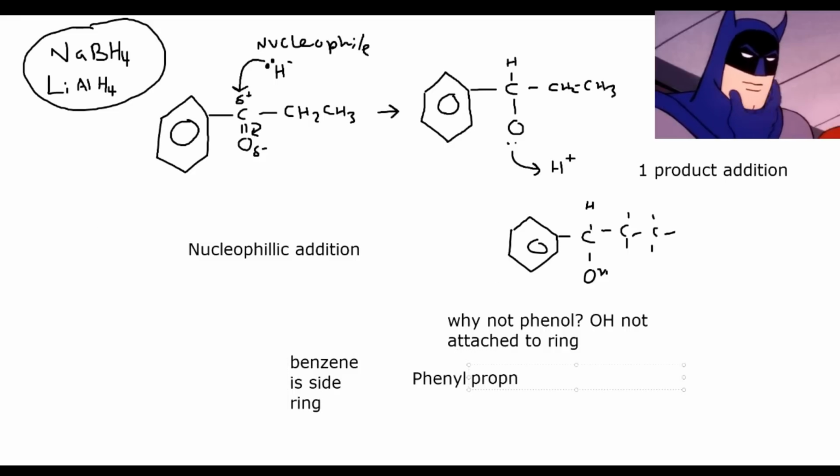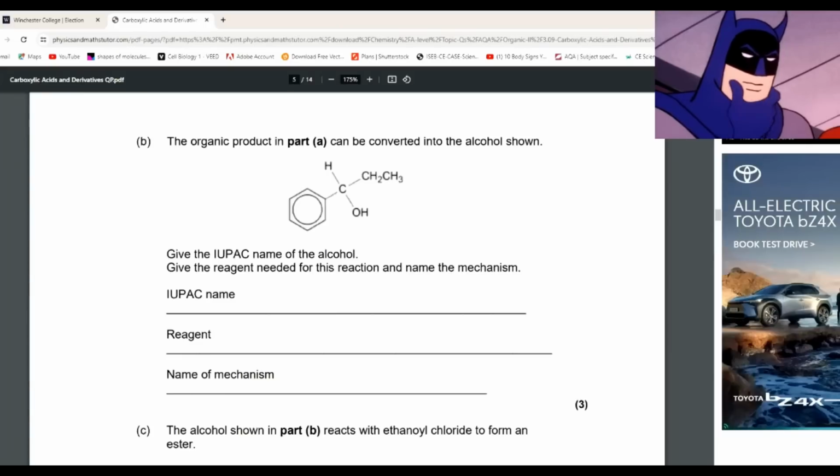Now, why is it not called phenol? Well, because the OH group is not attached to the ring. It's a benzene ring side chain stuck to propanol here. And it's propan-1-ol because the OH group is on the first carbon. And it's going to be 1-phenylpropan-1-ol. So the benzene ring, which is a side group, is also attached to the first carbon.